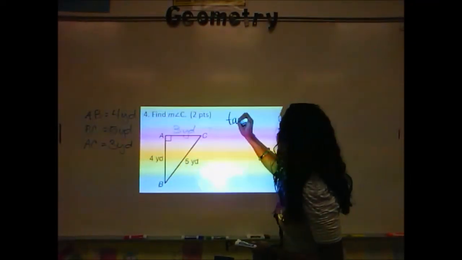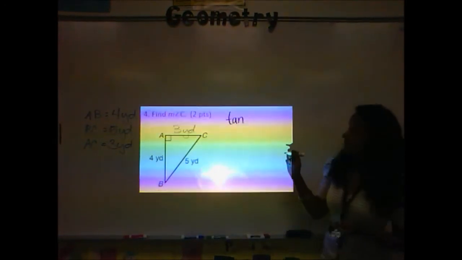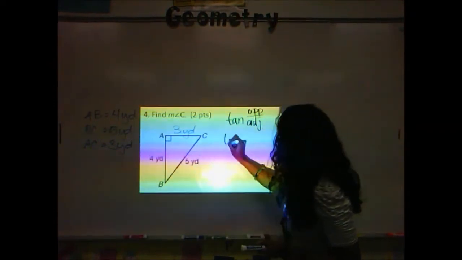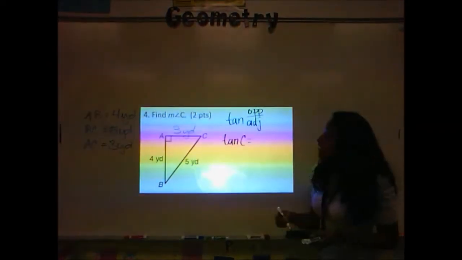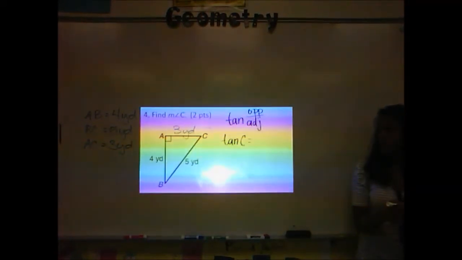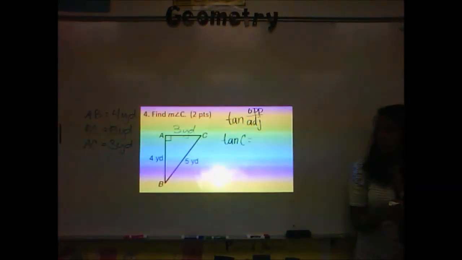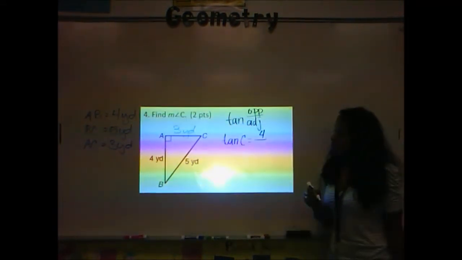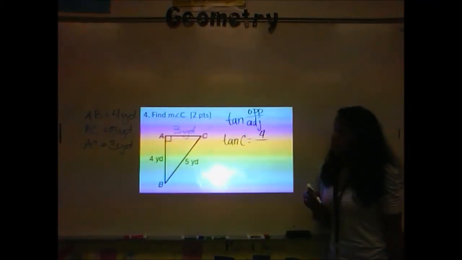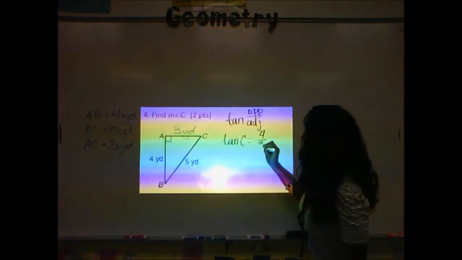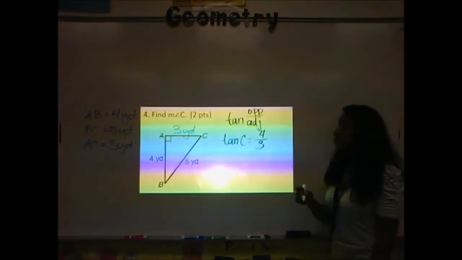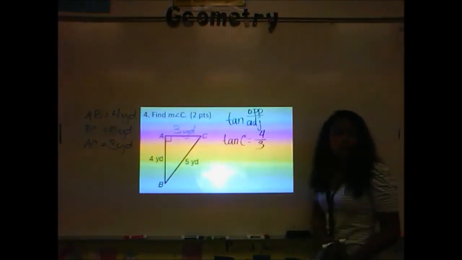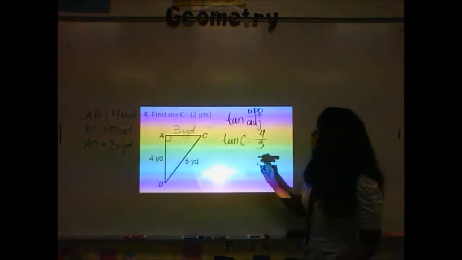So tan is what over what? Opposite over adjacent. We're going to find the tan of angle C. Which side is opposite of angle C? 4, which is AB. Which side is adjacent? AC, which is 3. So we want to change this fraction to its decimal. What's its decimal version? It's going to be repeating because we have a denominator of 3. 1.333.